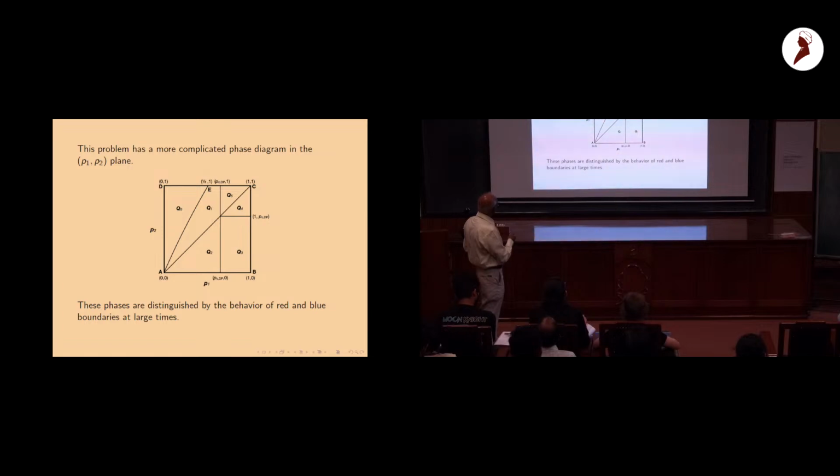Suppose I consider the case when P2 equals 1. That's a very interesting special limit, where the blue side always eats up, right? But can the red still survive sometimes? The answer is yes. And when?